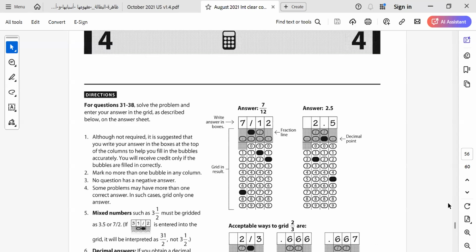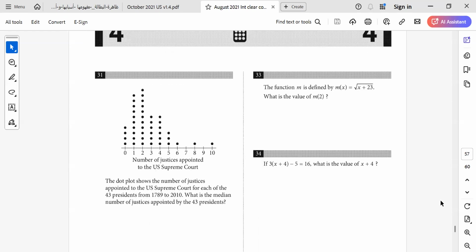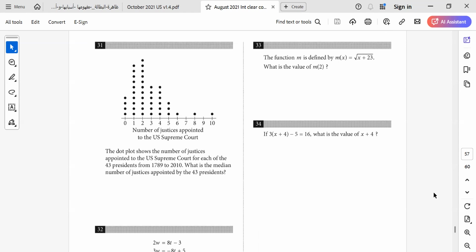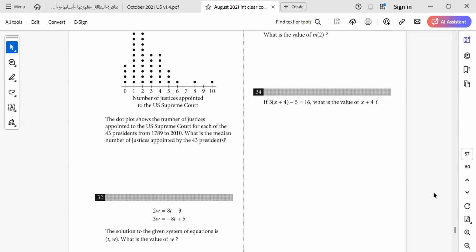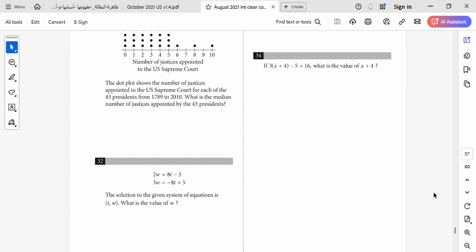Okay, last questions. Question 32. You need the value of W. If you add the two equations, T will be cancelled. And here 2W plus 3W is 5W. 3 plus 5 is 8. So that's the value of W. So you see, it's a question in the last group, but it's so easy.